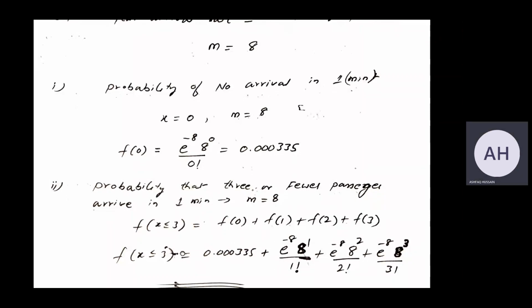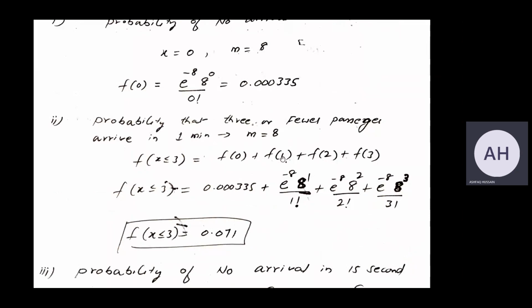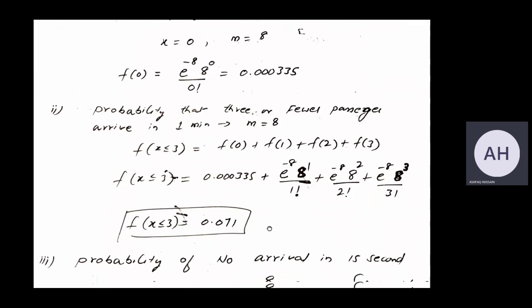Next, the probability that 3 or fewer passengers arrive in 1 minute. 3 or fewer means 3 or less than 3. So just observe, x is less than or equal to 3. We can have f of 0, f of 1, f of 2, and f of 3. Take all these values and you will get the probability. So for f of 1 use x value as 1, then x value as 2, and x value as 3 for this case. So practice it.